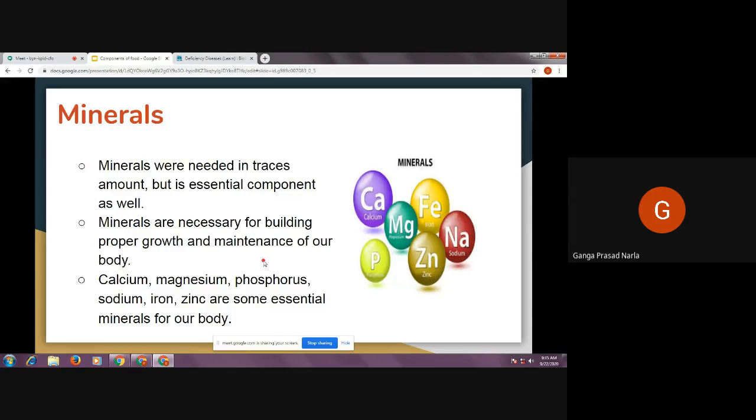Minerals are some chemical substances. Minerals are necessary for proper growth and maintenance of our body. Minerals help us to grow our body. Proteins we already discussed, right? Proteins help us grow our body. At the same time, minerals also help our body to grow. Calcium, magnesium, phosphorus, sodium, iron, and zinc are some essential minerals for our body. These are some chemicals, and these chemicals we call minerals.